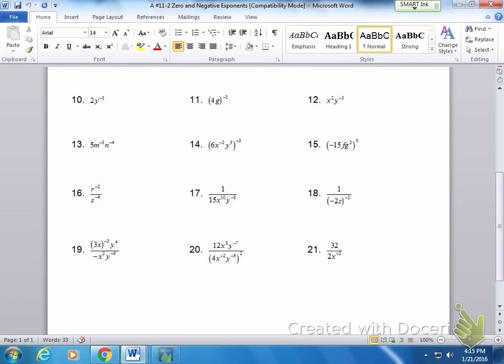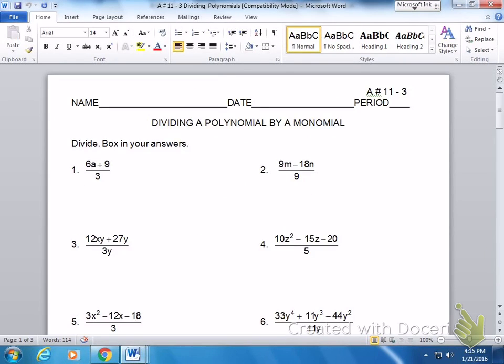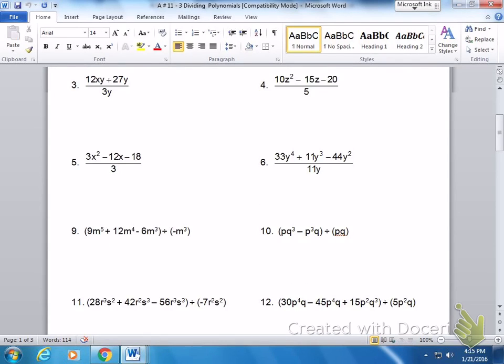Let's go to the third one. So homework 11.3. Now I'm going to do 1 or 2 from the first page, and then we'll go from there. I think a good one to do, let's do number 10.